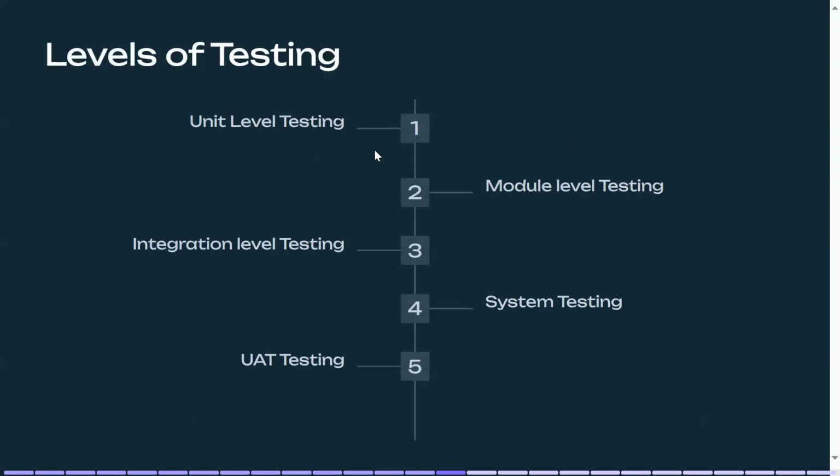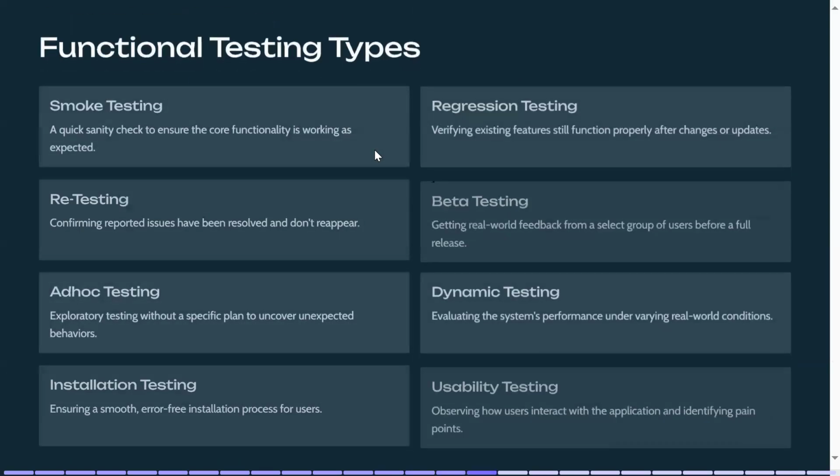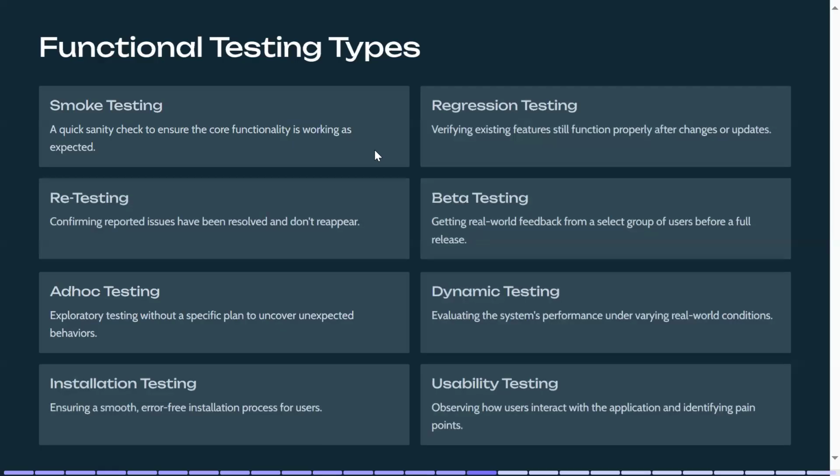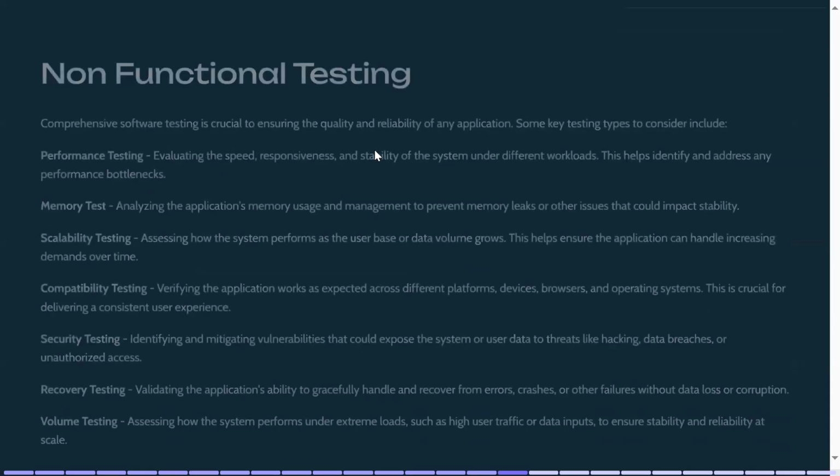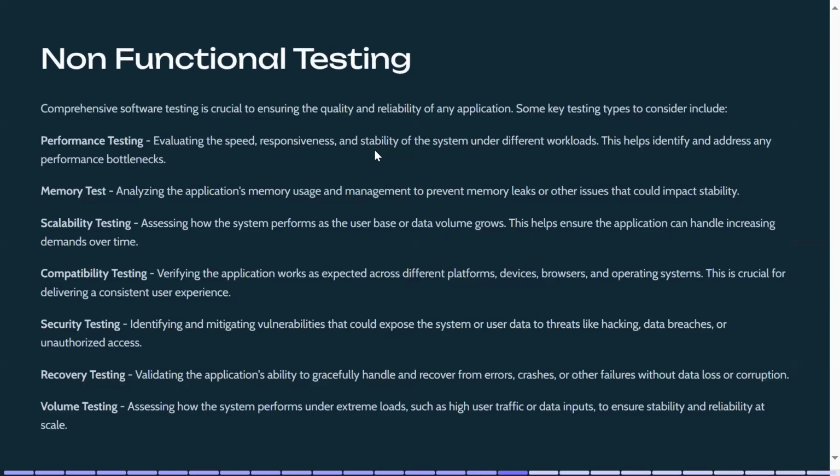These are the levels of testing that are part of our testing activity. These all are different types of testing. While the code is deployed into our testing environment, we will perform different testings: ad hoc testing, retesting, regression testing. And what is the difference between functional and non-functional testing?